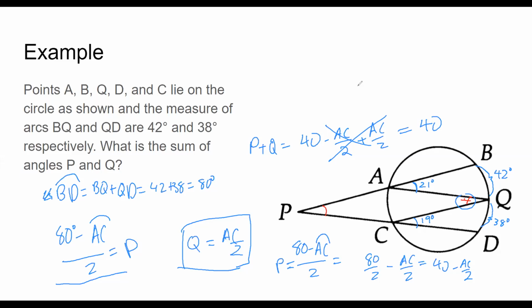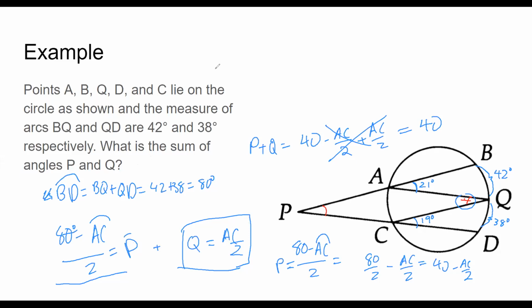So does everyone understand this question, how we managed to solve this from P and Q? Because here, when you have this 80 minus AC over 2, and then you have an AC over 2, this should scream elimination at you, because if you see this AC over 2 here and you have another AC over 2, chances are they're going to cancel out. Another hint, if you didn't notice, is that it says the sum of angles P and Q, that's what they're asking for. And if you try to add P and Q, you'd notice that you have AC over 2 here and 80 minus AC over 2 here. So it becomes a little more obvious if you do it that way.